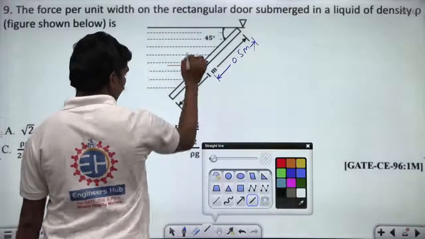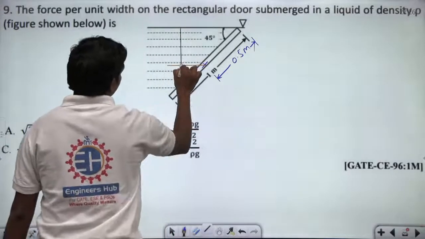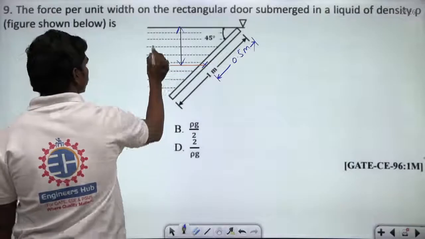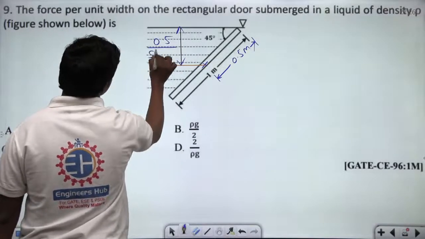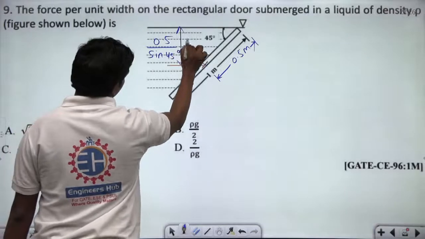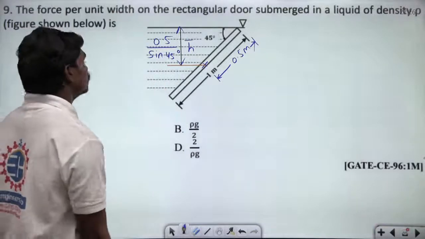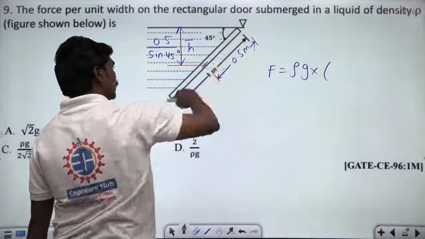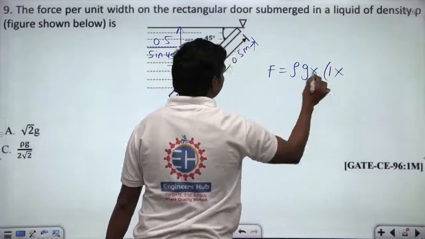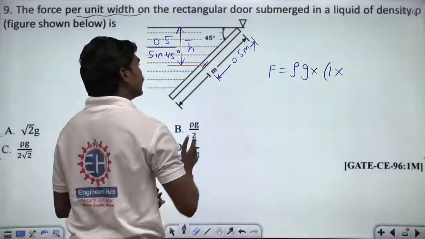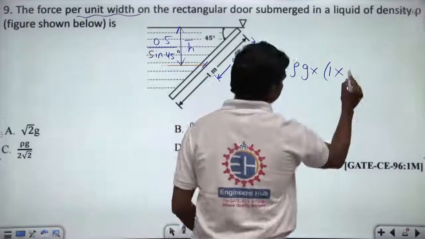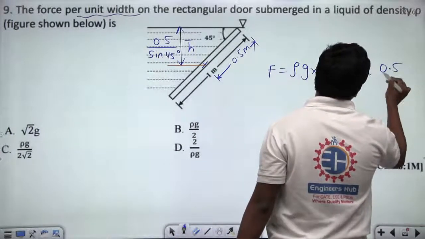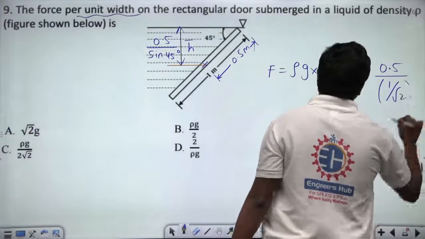Let us suppose this height is something like this. So if this is 45 degrees, then if this is 0.5, this will be 0.5 divided by sin 45. Correct? So this is 0.5 divided by sin 45, and this is H bar. So if you want to know the complete force per unit width, F is equal to rho G into area. What is this area? This complete plane length is 1 meter and width, it's given unit width. So if this is unit width, then this plate has a thickness of 1 meter outside this board. So this is 1 into H bar. So what is this H bar? 0.5 divided by sin 45. So 0.5 divided by sin 45 value is 1 by root 2. Correct? This is what we have.